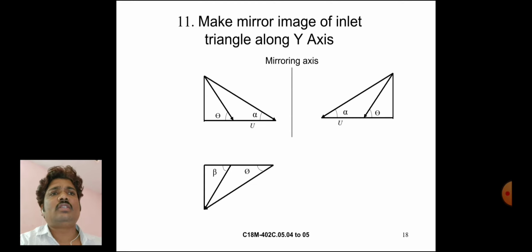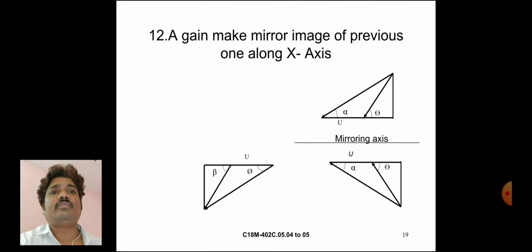Make a mirror image of the inlet triangle along the y-axis. This is the mirroring axis. Alpha, phi with the blade angle. U is the blade velocity, alpha, phi, u. So these are the mirroring axes.